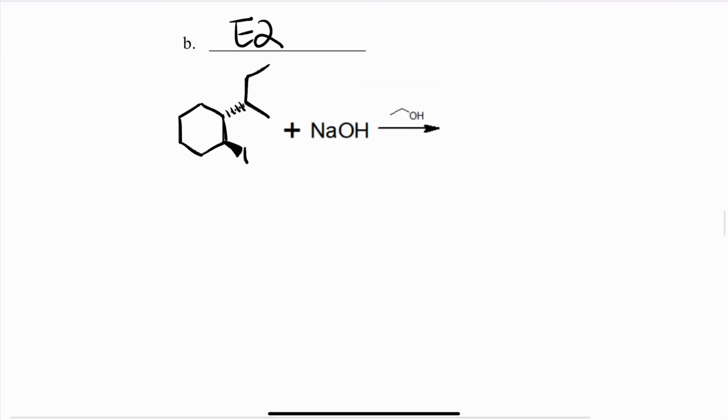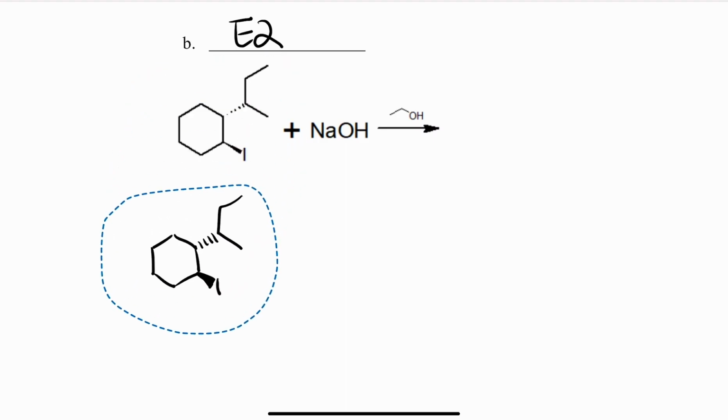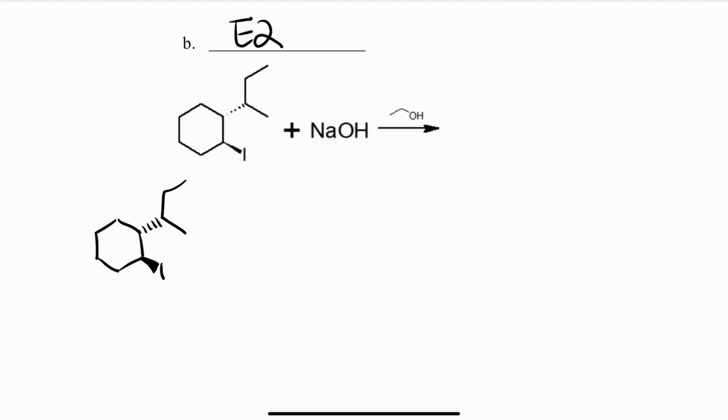Let's draw the mechanism. The mechanism here for E2 is a little bit simpler in a way, because everything happens at once. It's one step. So E2 is one step with 4 arrows. But you can remember that or not. It doesn't matter, because remember, think elimination. What is elimination? 2 things are going to leave. 2 things are going to get removed, get eliminated.